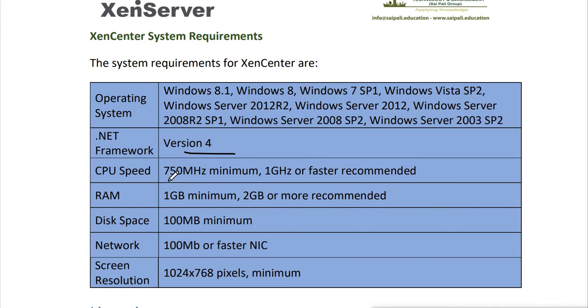CPU speed of 750 megahertz minimum works, and 1 gigahertz or faster is good for us. 1 GB RAM is enough because it is not going to run anything here. It is only going to run the instructions. From this XenCenter application, we only send the instructions to XenServer and we get the output. Disk space of 100 MB is enough because it's a small piece of software. A network of 100 Mbps or faster NIC will be good, as it is only to send and receive the instructions. Screen resolution should be at least 1024 by 768 pixels, which is the minimum for the application interface.